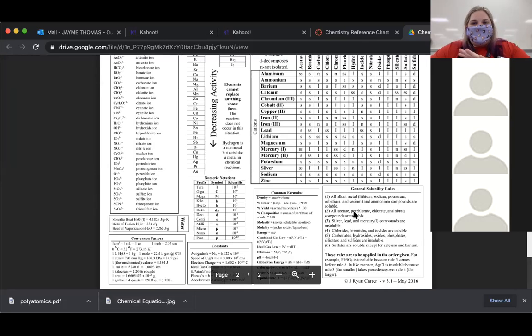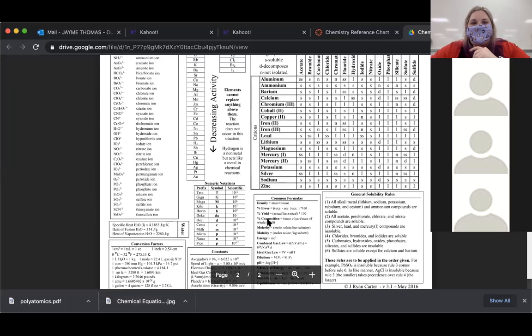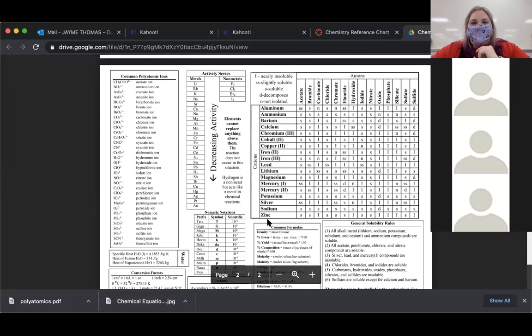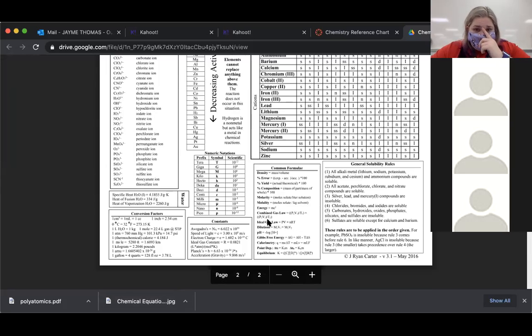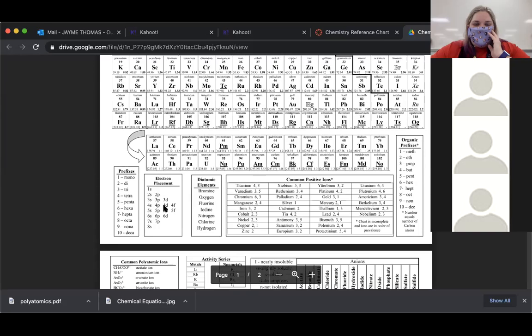The rest of this stuff, we haven't gotten to yet. This is all stuff that we'll get to second semester. Most of it is. There's a few things that we might have used earlier this semester, but most of the stuff we won't get to until second semester. And then up here, you do have that little electron chart, like when we did electron configuration. So it goes 1s, 2s, 2p, 3s, 3p, all that kind of stuff. So you have that up here.